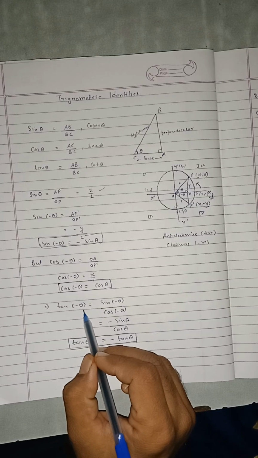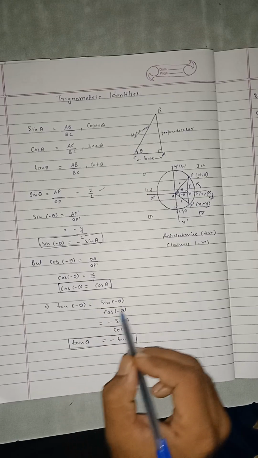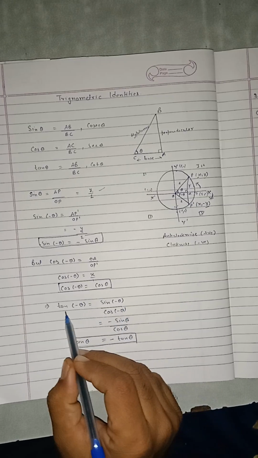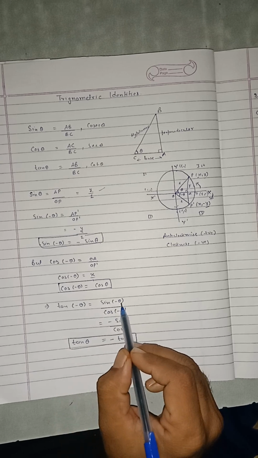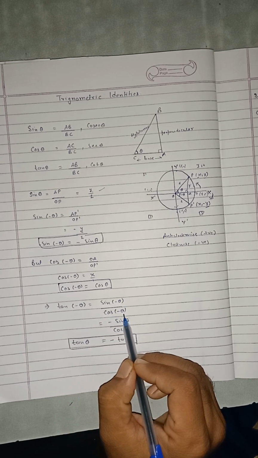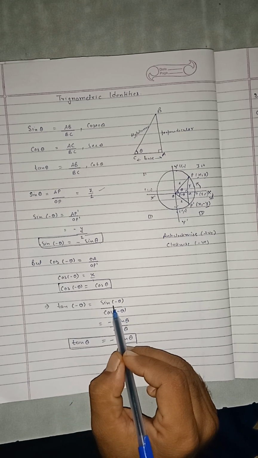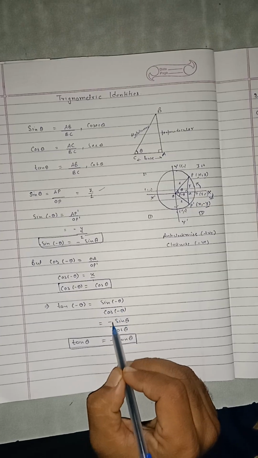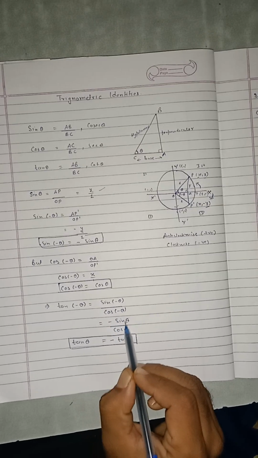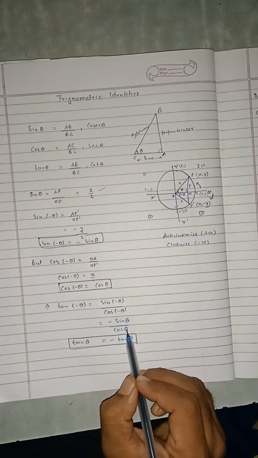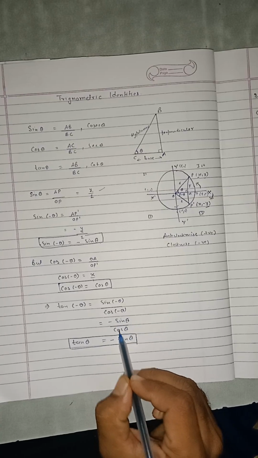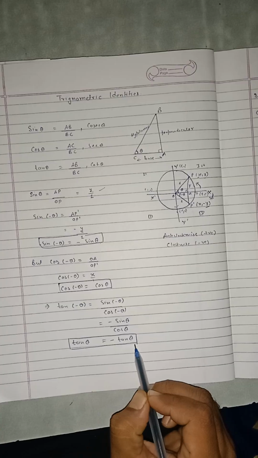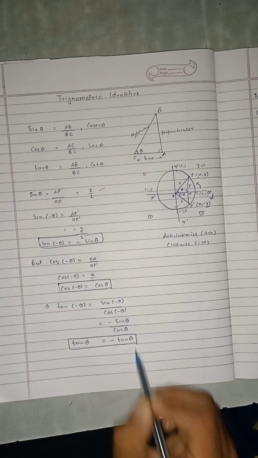Tan minus theta. Tan theta is simply the ratio of sine theta and cos theta. So tan minus theta is sine minus theta upon cos minus theta. Now that we have found that sine minus theta is minus sine theta, we have taken the sine out, that is minus sine theta, and cos minus theta is cos theta. So minus sine theta upon cos theta again comes to tan minus theta equals minus tan theta.